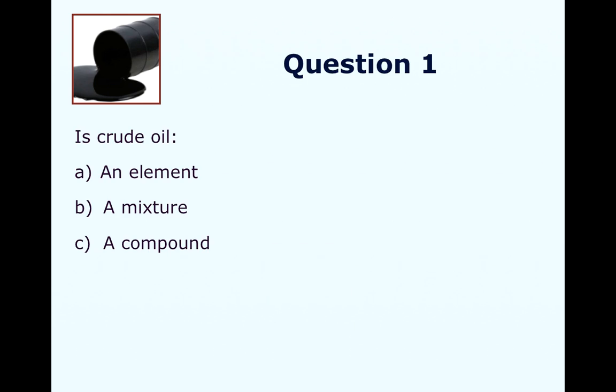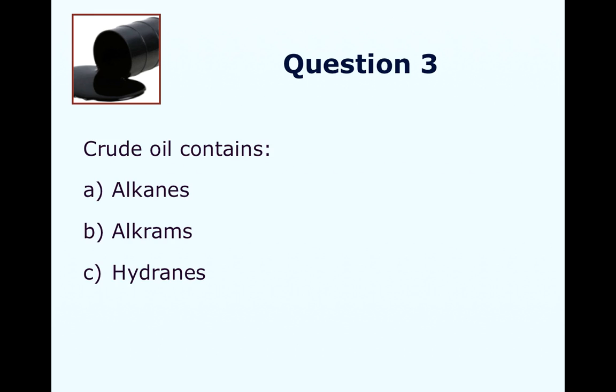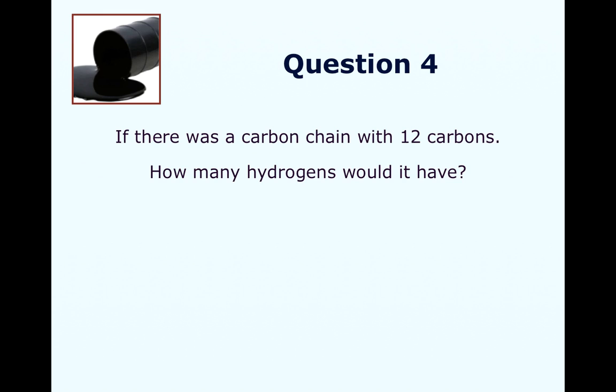Question 1. Is crude oil A, an element, B, a mixture, or C, a compound? Question 2. Name 2 products that can be made from crude oil. Question 3. Crude oil contains A, alkanes, B, alkrams, or C, hydranes? Question 4. If there was a carbon chain with 12 carbons, how many hydrogens would it have?